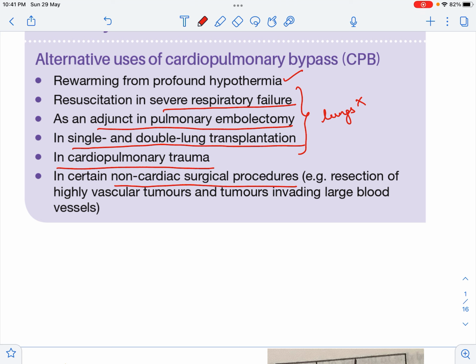So, here earlier I mentioned that this machine is used for surgeries on the heart. But in certain non-cardiac surgical procedures, for example, if you want to resect a highly vascular tumor and tumors which involve or which invade the large blood vessels, that is the aorta and the vena cava or the pulmonary veins, then you will need this CPB machine.